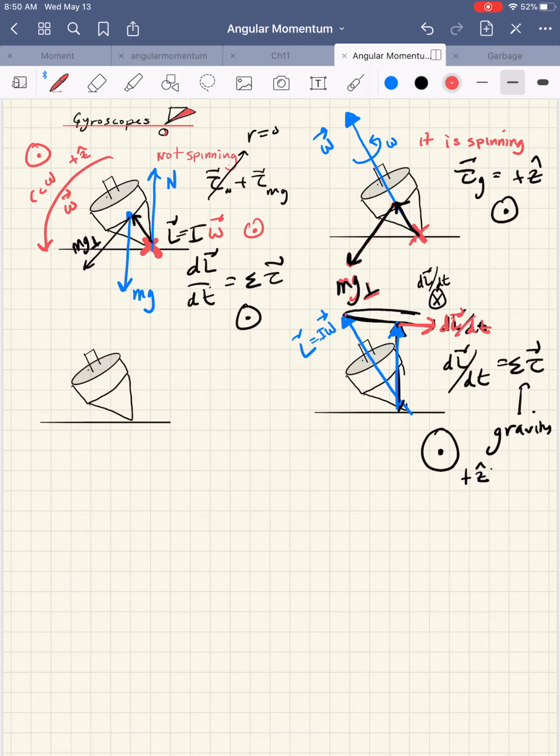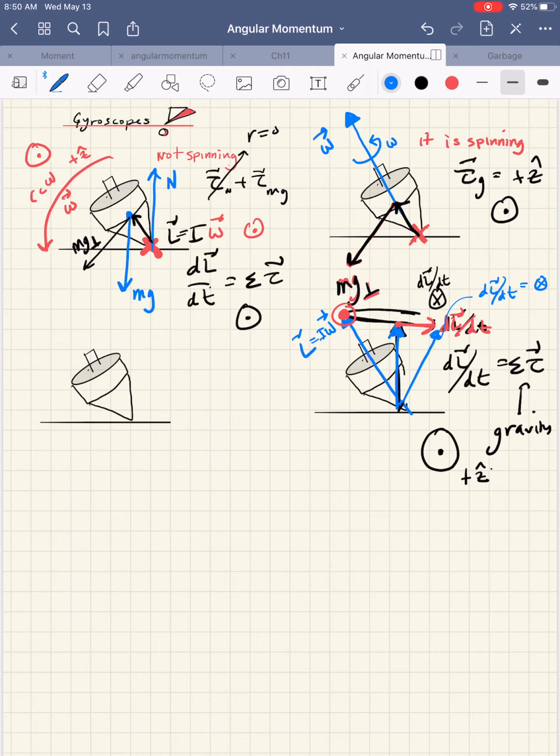So here, dL/dt is out of the board. Here, dL/dt looks like it's in the positive x hat. And if I was on this side, again, then dL/dt would be into the board. And what's really happening is dL/dt is pointing radially.